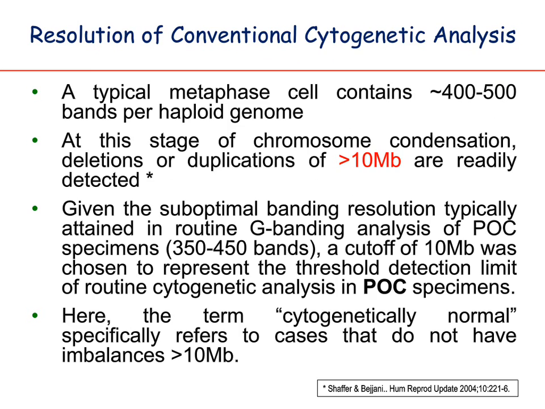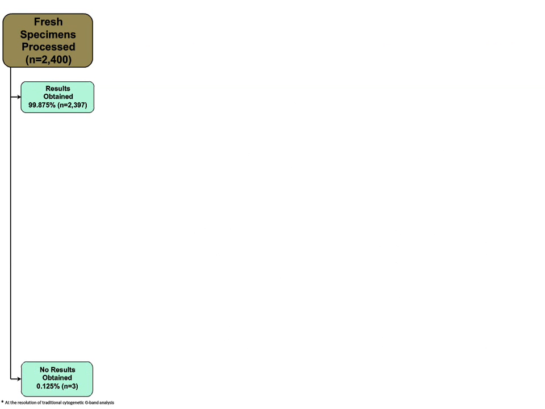So what did we see? And these are the results. 2,400 fresh specimens were processed, and right off the bat, what you can see is results obtained in greater than 99.875%, meaning that only 3 out of those 2,400 cases had no results obtained, and these are primarily because of inadequate DNA specimens coming.